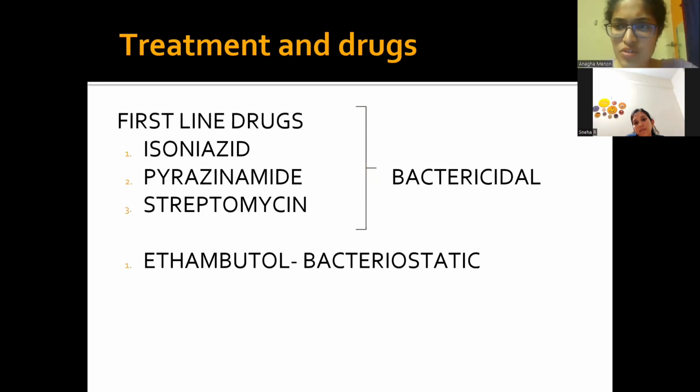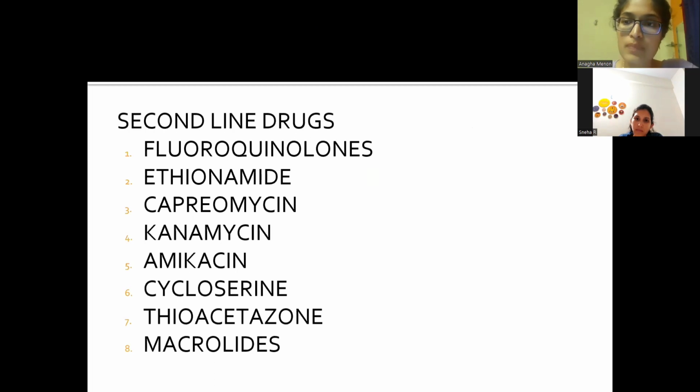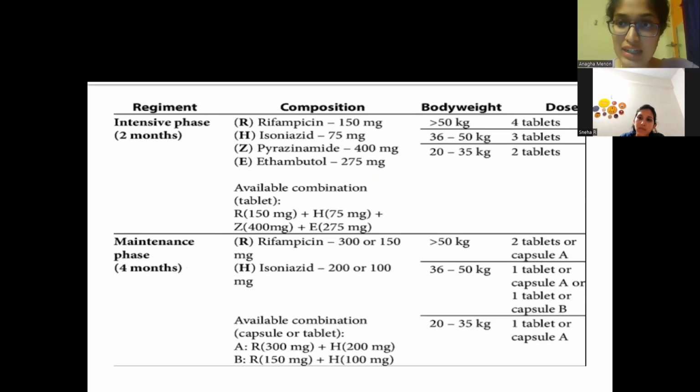So these last few slides are just a very brief overview about the tuberculosis drugs. I think everyone will be knowing about all this, your first line drugs and second line drugs. So I'll just brush upon it. Isoniazid, pyrazinamide, and streptomycin are your bactericidal drugs, or they kill the bacilli directly. And your ethambutol is your bacteriostatic drug. And then you have your second line injectables, fluoroquinolones, ethionamide, capreomycin, kanamycin, and so on, right? So these are your second lines.